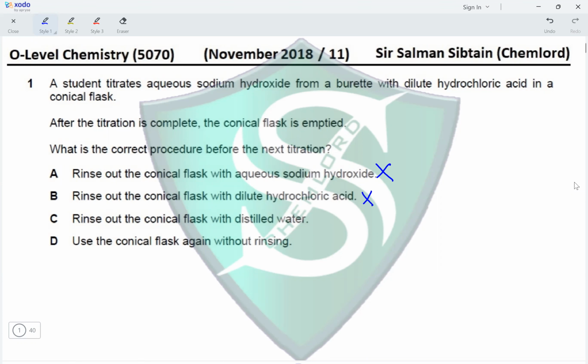So this is incorrect. Rinse out the conical flask with distilled water. Yes, this would remove any moles of acid or base that remain inside the conical flask. And use the conical flask again without rinsing. No, again that would leave either NaOH or HCl moles, which are unaccounted for, to react with the other solution during the titration. So the correct option for this question is option C.